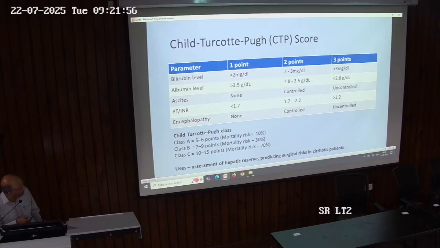Even if you can't remember these values, at least remember this and remember the scoring. If it is 5 to 6, it is safe to operate. If it is 10 or more, surgery has an unacceptable amount of risk. The CTP is used to assess the hepatic reserve and predicting surgical risk in cirrhotic patients.